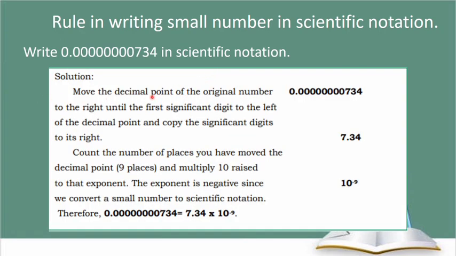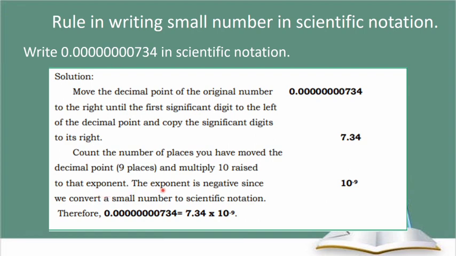So we move the decimal point of the original number to the right until the first significant digit is to the left of the decimal point, and copy the significant digits to its right. So we have here 1, 2, 3, 4, 5, 6, 7, 8, 9. So we will stop here because we already have the first significant digit. So we will have 7.34. Count the number of places you have moved the decimal point. So we count 9 places and multiply by 10 raised to the exponent.